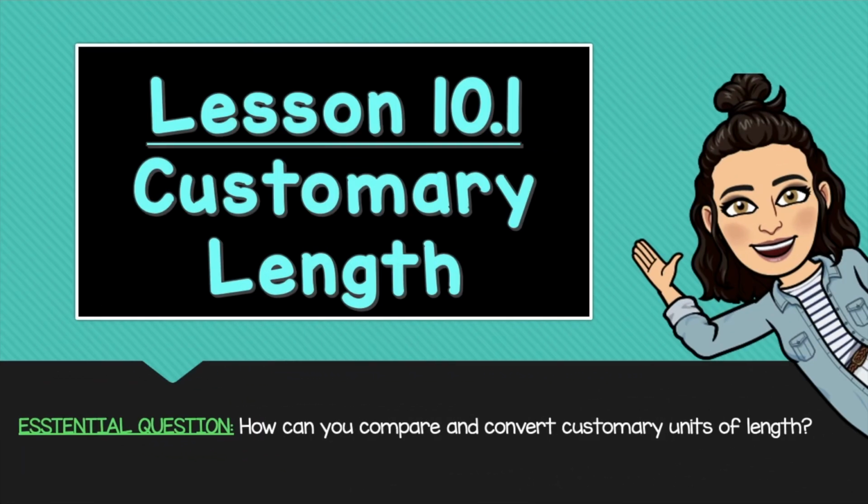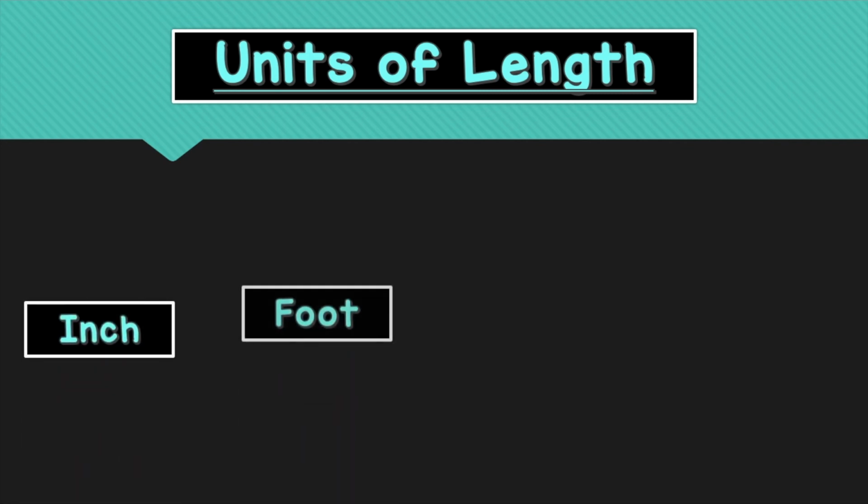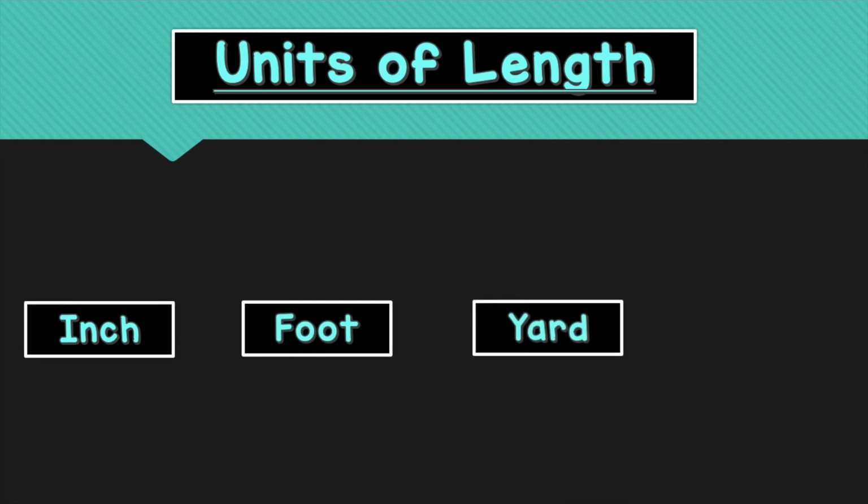5th grade. Today we're going to be doing lesson 10.1, customary length. Our essential question is how can you compare and convert customary units of length? So let's talk about the 4 units of customary length. We know them as the inch, foot, yard, and mile.